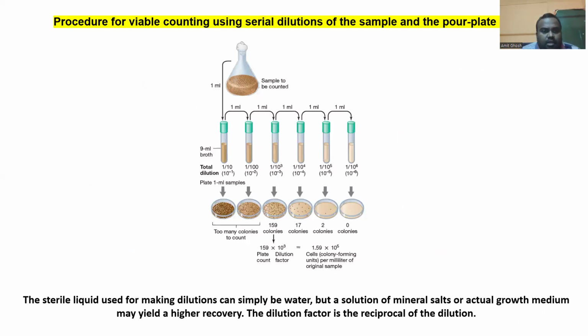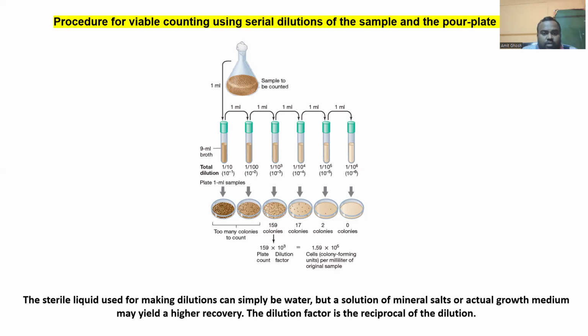Another technique we will learn is the procedure for viable cell count using serial dilutions of the sample and the pour plate method. This has wide applications nowadays in research as well as industry, for example to isolate organisms from soils and from water sources. Serial dilution is a technique used for the isolation of colonies. So how can we isolate colonies by serial dilution? Look at that.